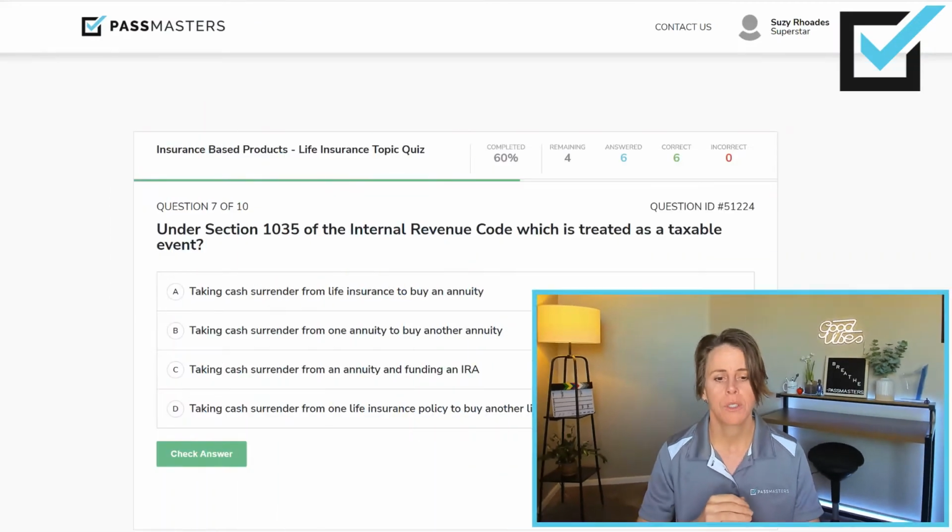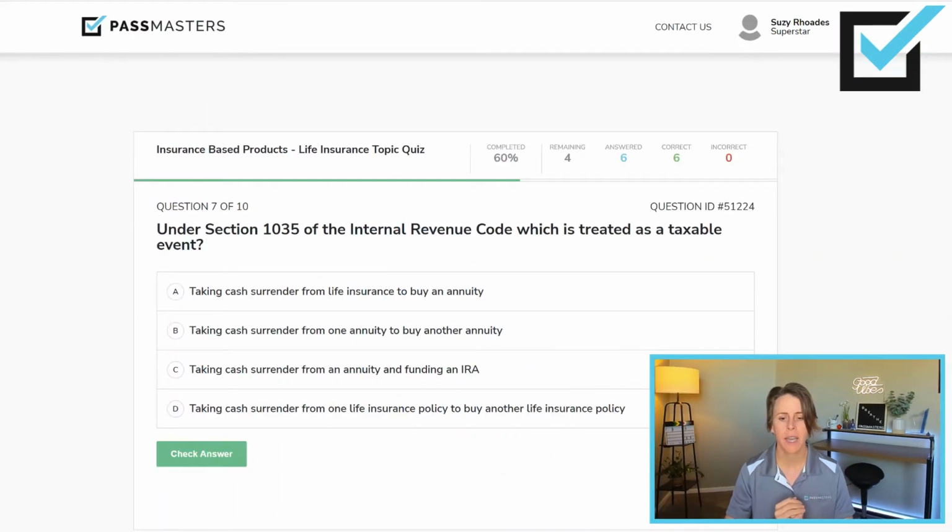So this question is asking which would not be allowed under Section 1035, which would be treated as a taxable event. So 4 choices: taking cash surrender from life insurance to buy an annuity. Is that bettering your tax position or just deferring the taxability? It's just deferring the taxability. So that is allowed under Section 1035. Taking cash surrender from one annuity to buy another annuity. That is perfectly allowed under Section 1035. So it's a tax deferred event. So annuity to annuity, allowed. So it's not considered a taxable event.